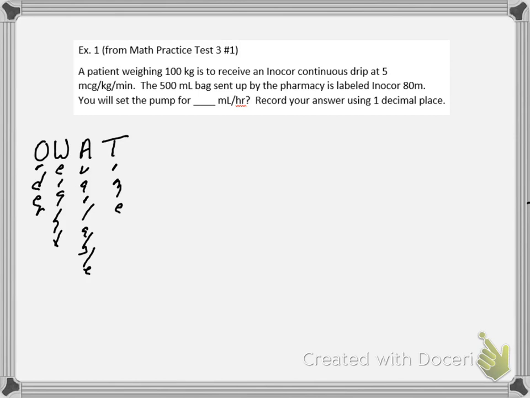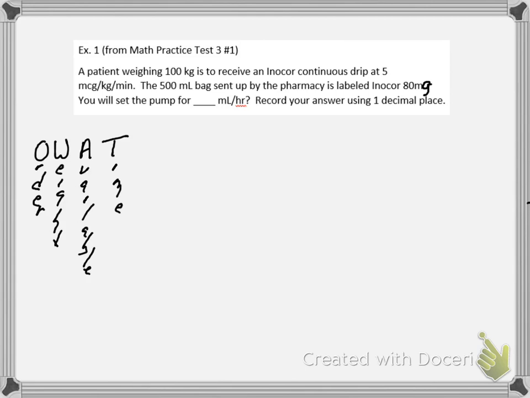So let's take a look at this first math problem. It is from Math Practice Test 3. It is a packet given out by NIP, and it is question 1 in that packet. A patient weighing 100 kg is to receive an Inacor continuous drip at 5 mcgs per kg per minute. The 500 ml bag sent up by the pharmacy is labeled Inacor 80, and that should be mgs. You will set the pump for blank mLs per hour. Record your answer using 1 decimal place.